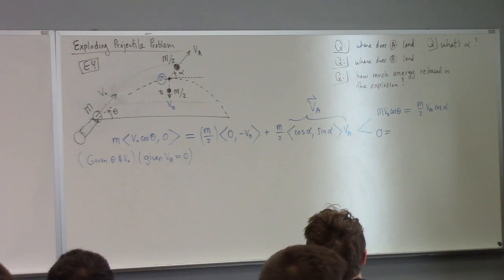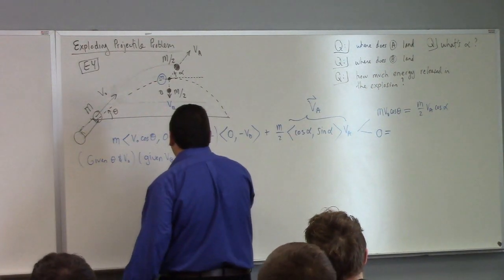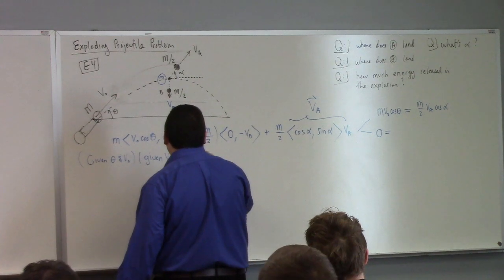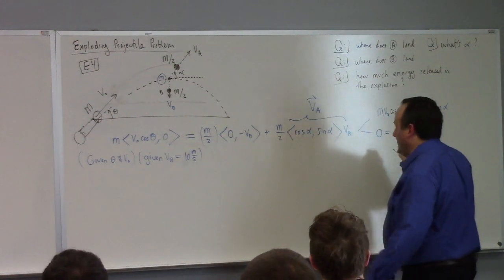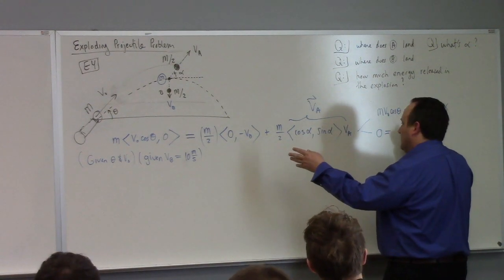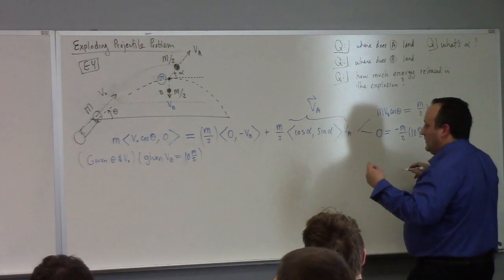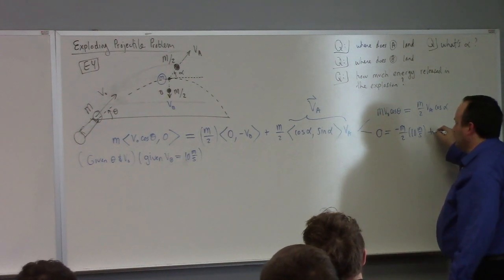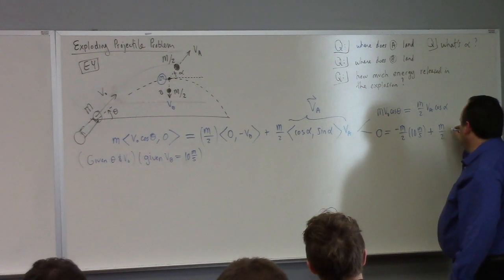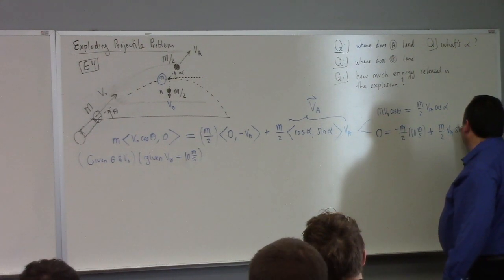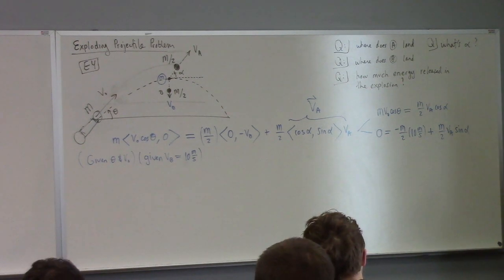So we're going to reject the book and say that VB is given to be, I don't know, 10? Okay, so 10 meters per second. Great. With that, we would have something far more reasonable, like minus m over 2 times 10 meters per second plus m over 2 VA sine alpha. And then we can solve this. Two equations, two unknowns, we can work it out.